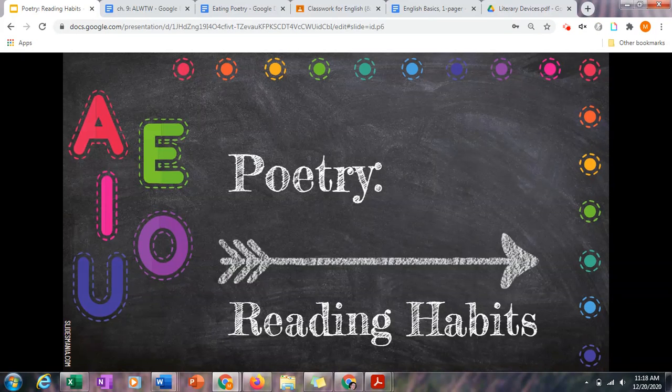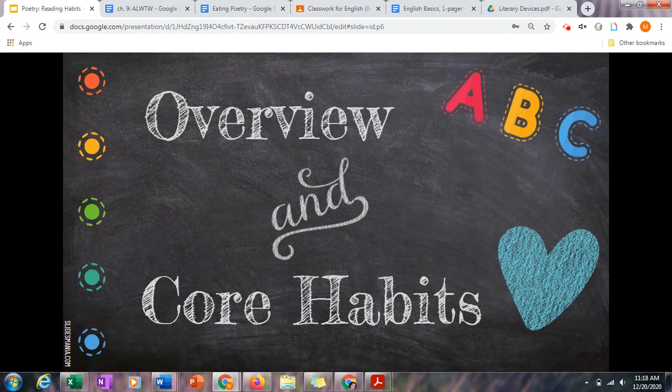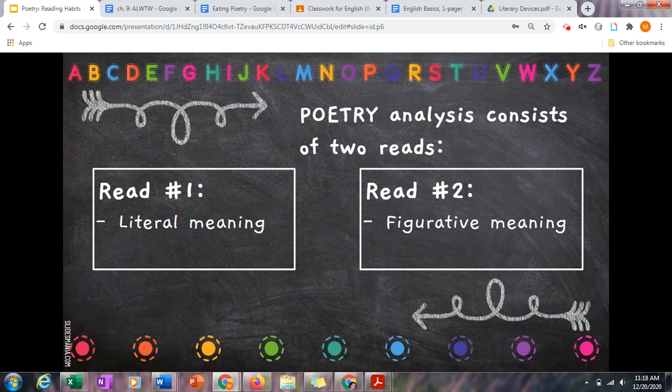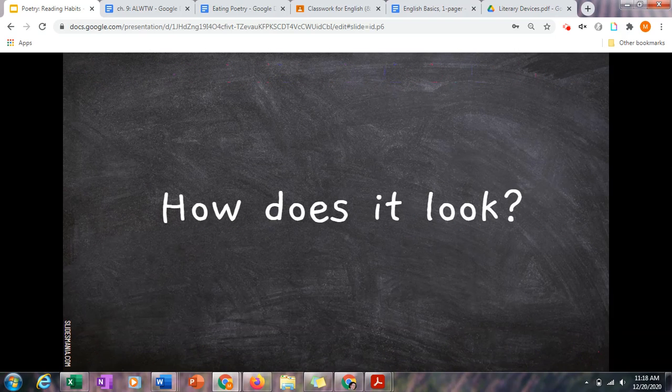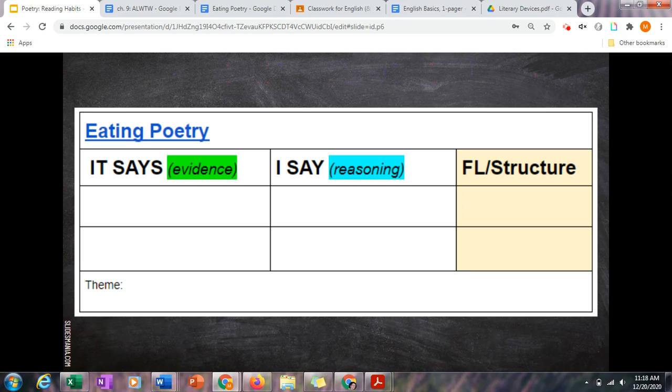We're talking poetry reading now. So let's look at an overview and some of the core habits. For poetry analysis, there are two reads. First, literal meaning. Second, figurative meaning. How's it look? Pretty similar.